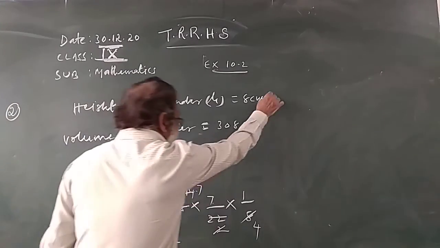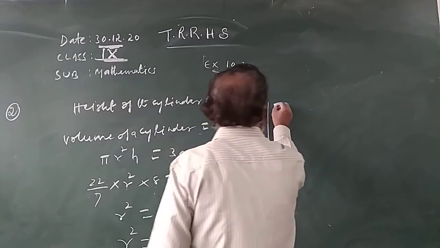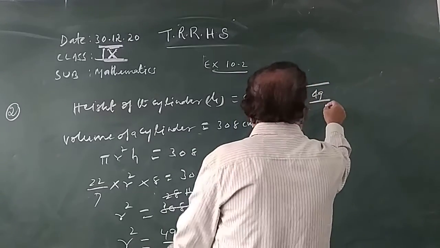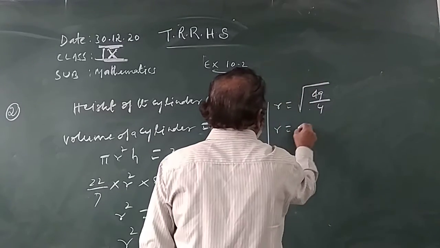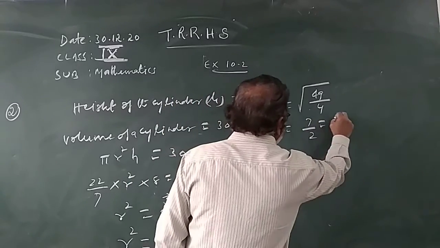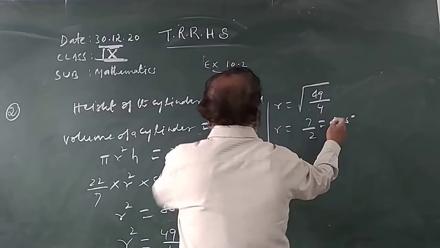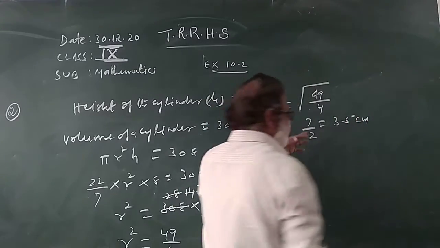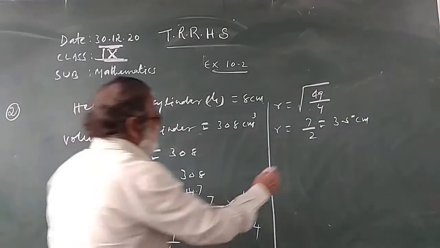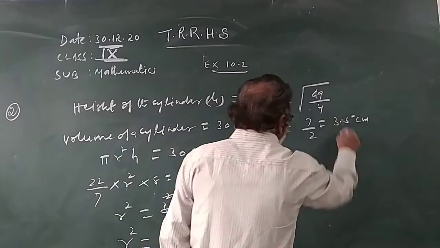So find out the radius. r is equal to the square root of 49 by 4. So r is equal to the square root of 49, which is 7, and the square root of 4, which is 2, so r is 7 by 2, or 3.5. You can write centimeters. You can express it as a fraction or as a decimal: 7 by 2 or 3.5 centimeters.